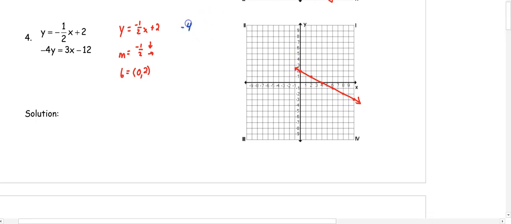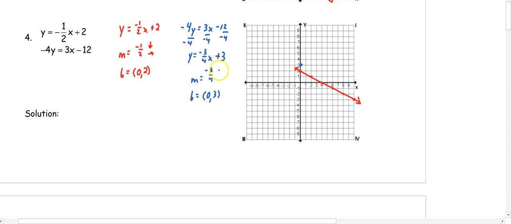My second equation is not in y equals form, so the first thing we have to do is divide everything by -4. So we get y equals -3/4 x plus 3. In this case, my slope is -3/4, and my b value is 0, 3. So I'm going to go to 0, 3.